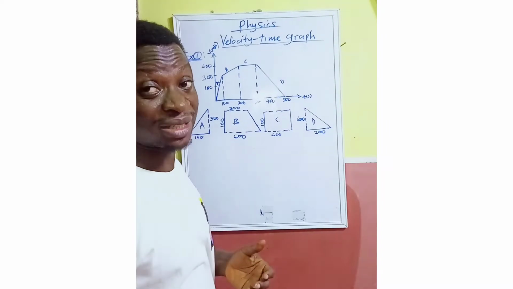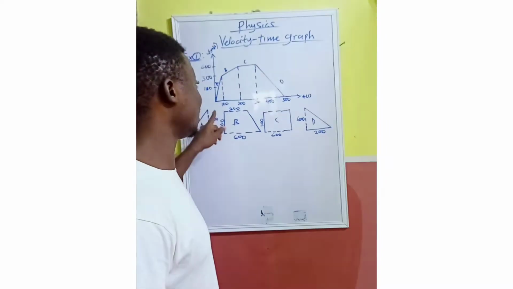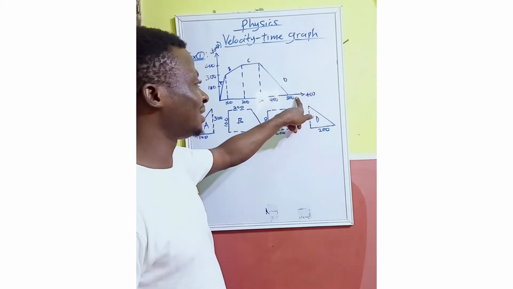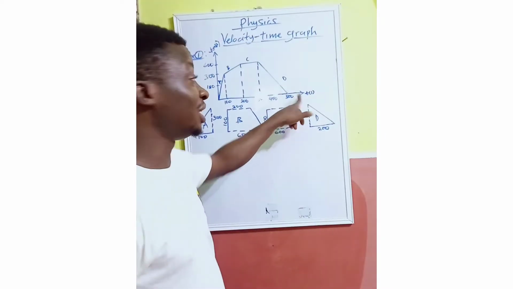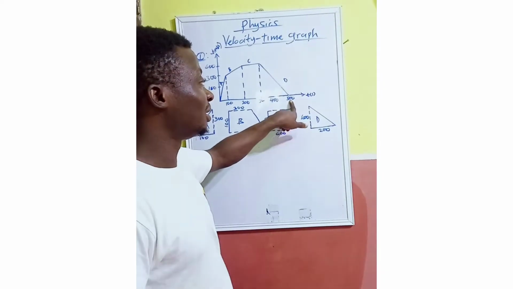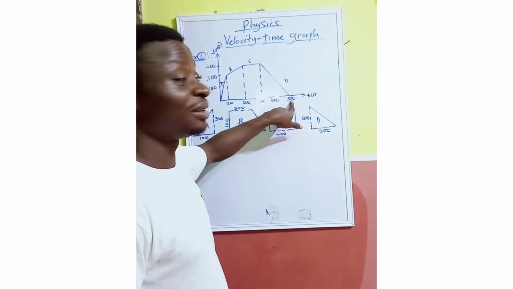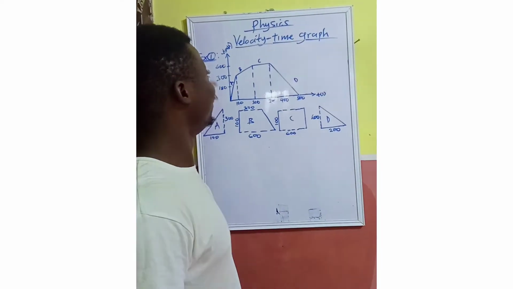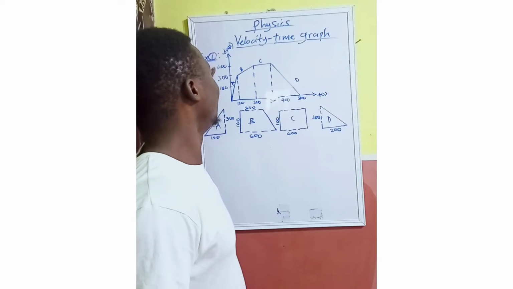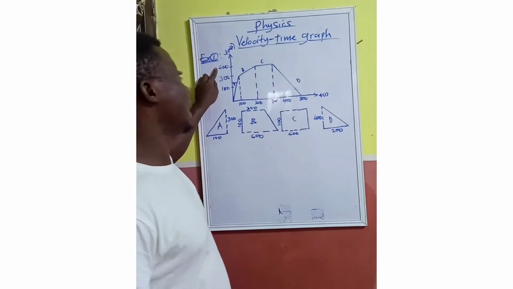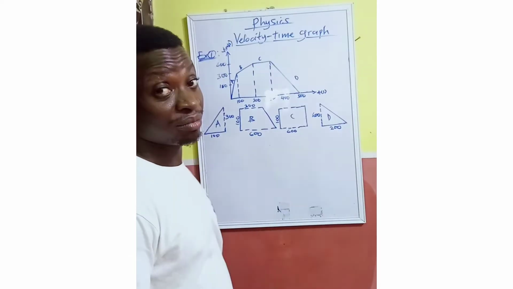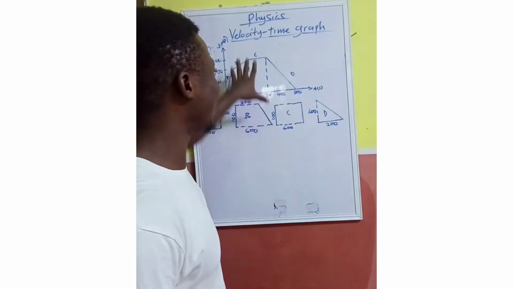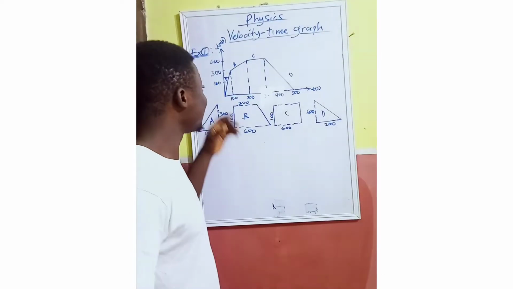Now, let me quickly summarize what this graph is all about. It is a journey of a particular person. Let's say the person takes off from a point here, then lands at this point. The whole time taken is approximately 500 seconds, and the highest velocity attained is noted in the diagram to be 600 meters per second.